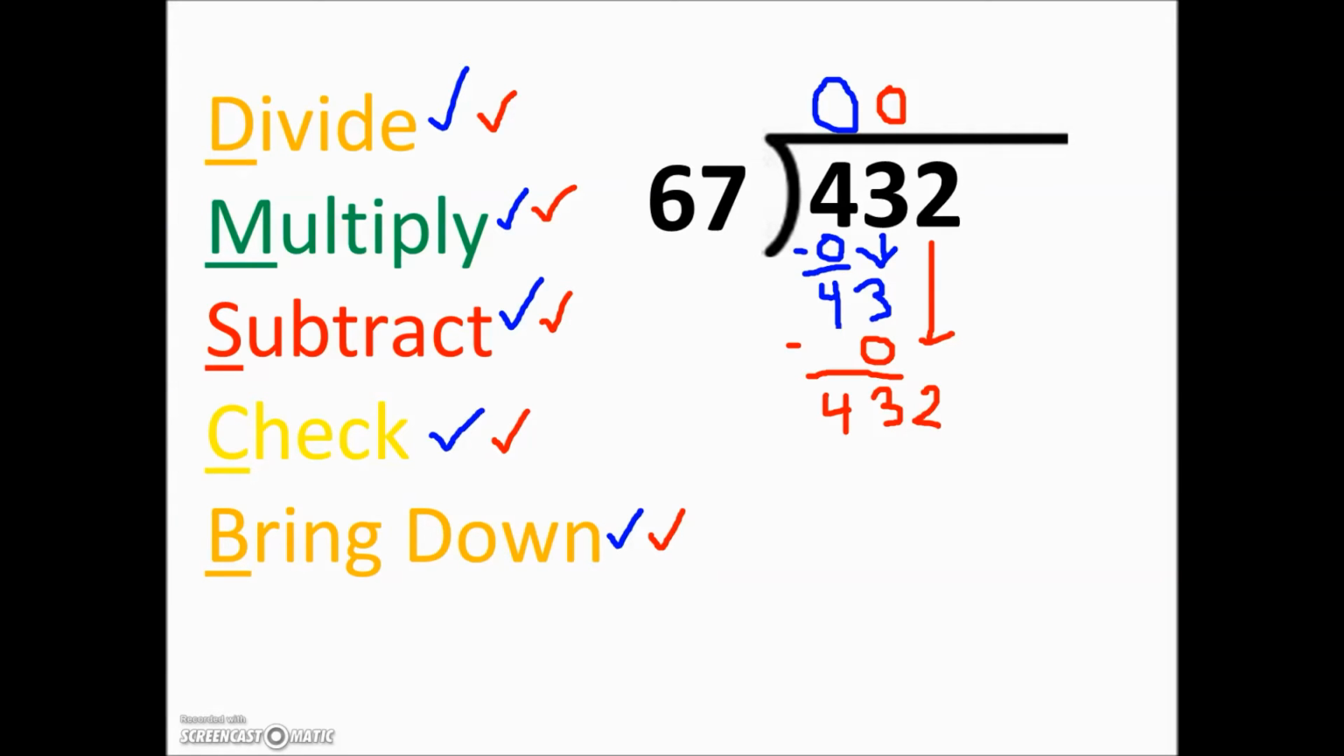I'm not done yet. When I'm not able to bring anything down, that's when I know I'm done with my division problem. Another way you can tell is there should be one number above each one of these numbers, unless you're not doing the leading zeros.